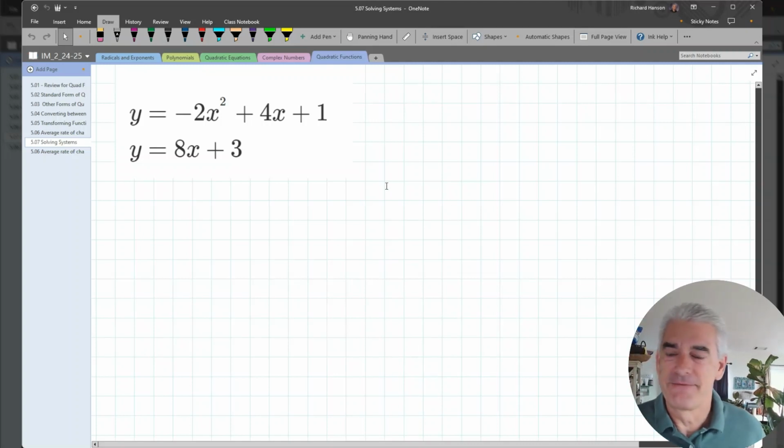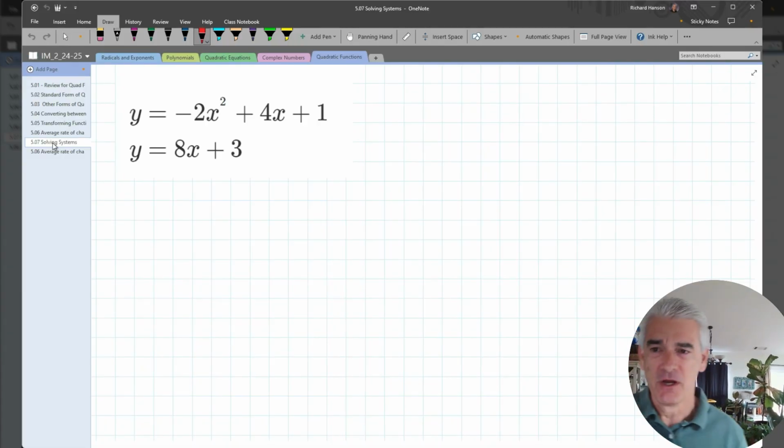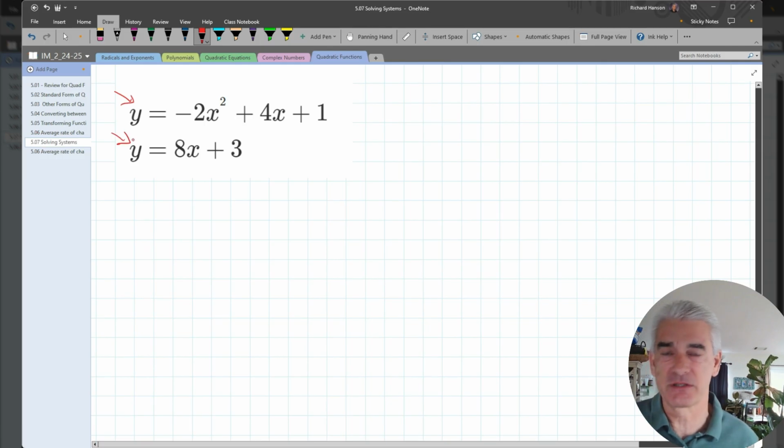All right, so we have a system of equations where we have a quadratic and a linear. This is similar to what you did last year in math. You solved linear systems. Now we're mixing linear systems and quadratic systems together. You can actually solve any kind of system.